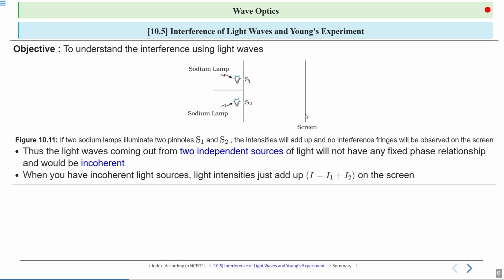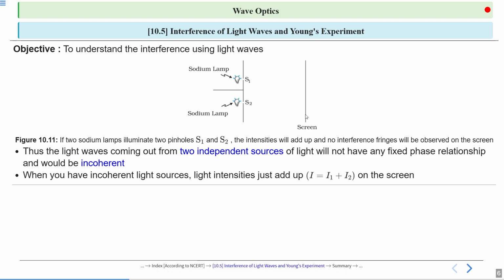Now let's consider what happens with incoherent light sources. When these sources illuminate a screen, the light intensities simply add up. We have discussed yesterday also. So we will not see any pattern, or we will see the screen illuminated with uniform intensity. That intensity is averaged over the intensity of the individual waves.